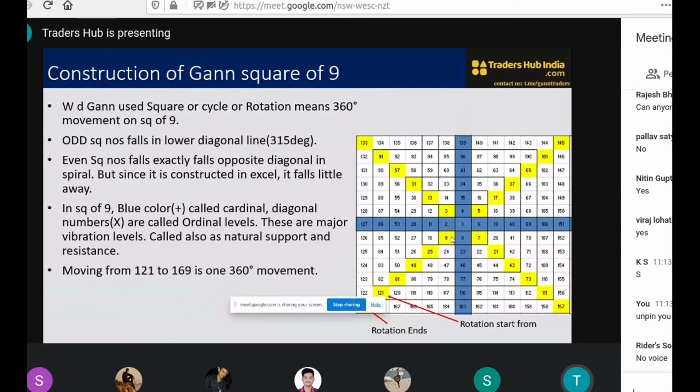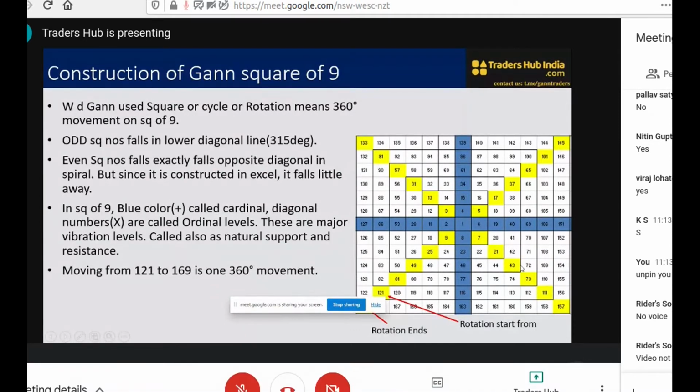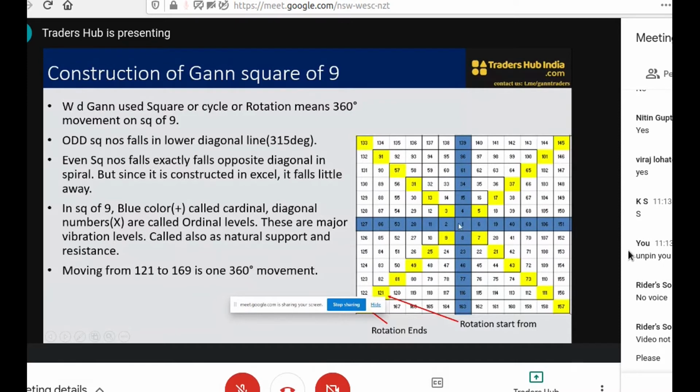The same way, if you notice, the lines are marked as a cross and blue is marked as a plus. The plus is called the cardinal, and the cross is named the ordinal levels. These are the major support and resistance. There is some calculation behind it, but we can ignore it for now.